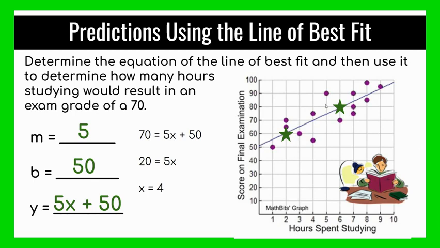You could have also actually seen that on the graph. If I come over here to 70, it touches the line perfectly at 4. But that's not always the case because sometimes the thing I ask you about is off of the grid. So in this case, it worked out. In the other cases, we may have to plug it in.